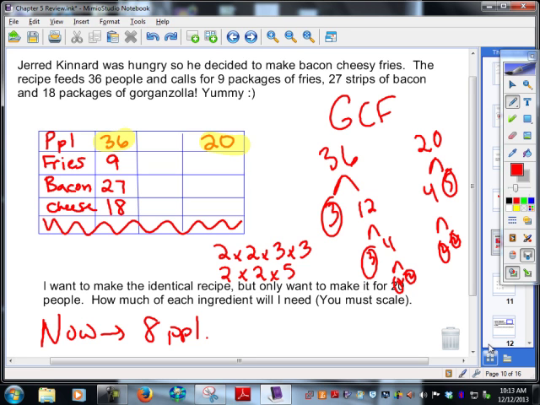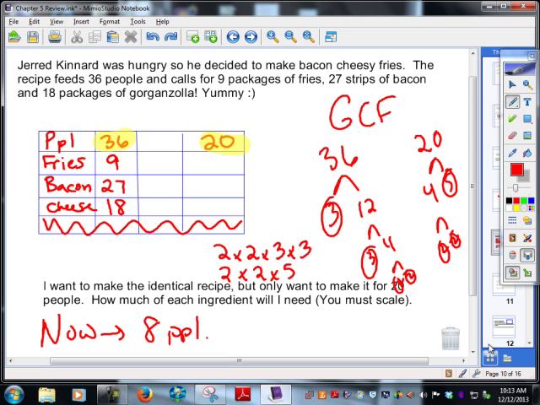You guys can't do that yet, and that's okay, but you know how to find the GCF. Remember, we do the prime factorization, right? Then we stack the prime factorizations. Then we look for common factors, not triples, not doubles, not singles. That's LCM. GCF is looking for common factors.